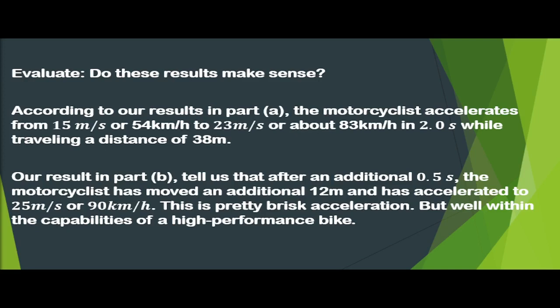Evaluate. Do these results make sense? According to our results in part A, the motorcyclist accelerates from 15 meters per second, or 54 kilometers per hour, to 23 meters per second, or about 83 kilometers per hour, in 2 seconds, while traveling a distance of 38 meters. Our result in part B tells us that after an additional 0.5 seconds, the motorcyclist has moved an additional 12 meters and has accelerated to 25 meters per second, or 90 kilometers per hour. This is pretty brisk acceleration, but well within the capabilities of a high-performance bike.